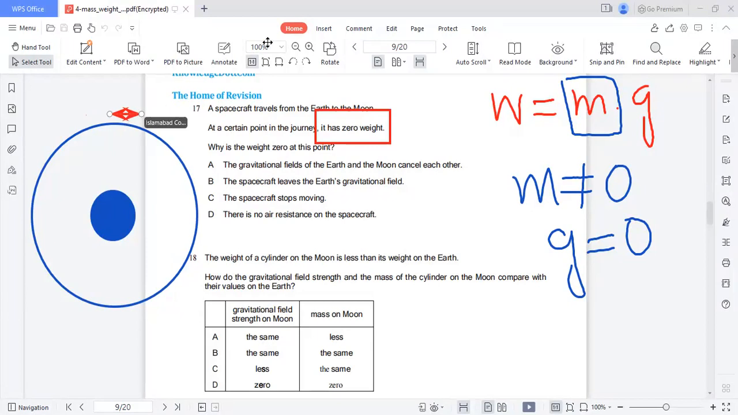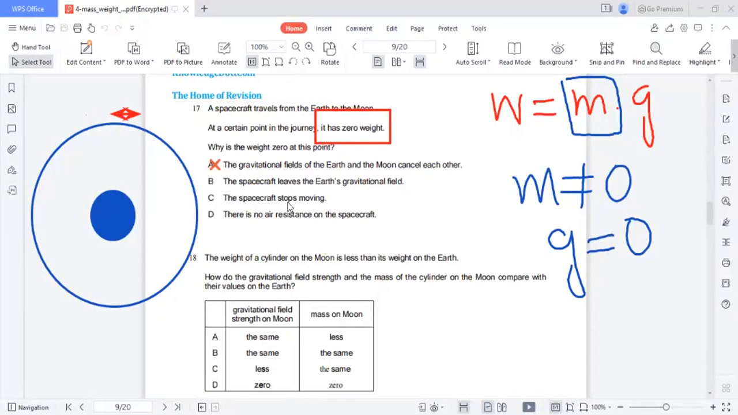So let's see the possible options. The gravitational fields of the Earth and the moon cancel each other. No, there is no such thing. They don't cancel each other out because the gravitational field of the Earth is much larger than the gravitational field of the moon.